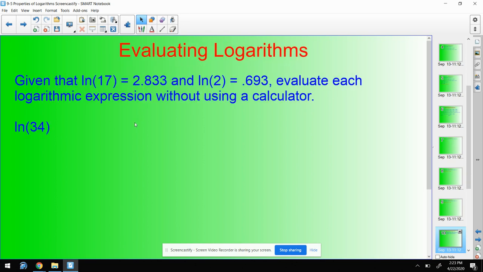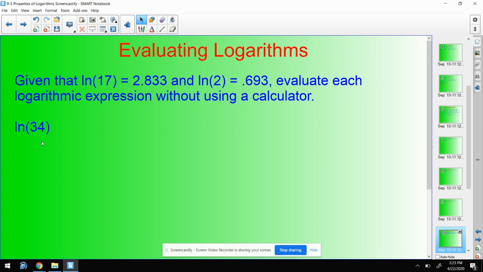Now we can also evaluate logarithms. So let's say I give you the natural log of 34, and the two pieces of information I give you are the natural log of 17 and the natural log of 2, and I tell you what they're equal to. You can do this without using a calculator.